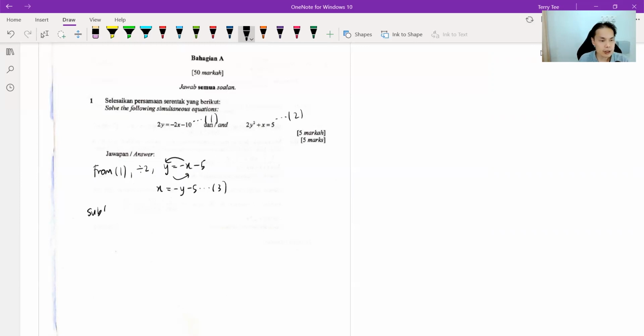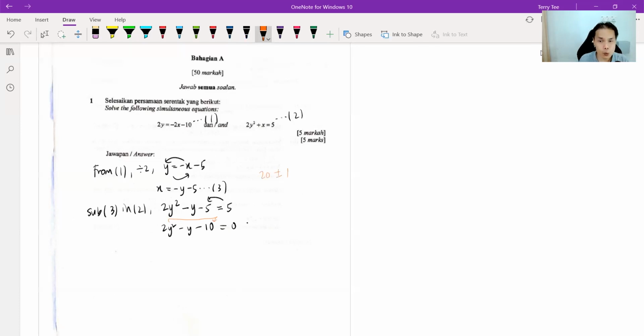Now, as I sub equation 3 inside equation 2, you will get 2y squared plus x. My x is negative y minus 5, and then the result equals 5. So let's bring this 5 to the left. You will get 2y squared minus y minus 10 equals 0. So what we have here is a quadratic equation. We take 2 times 10, 2 times 10 gives us 20.